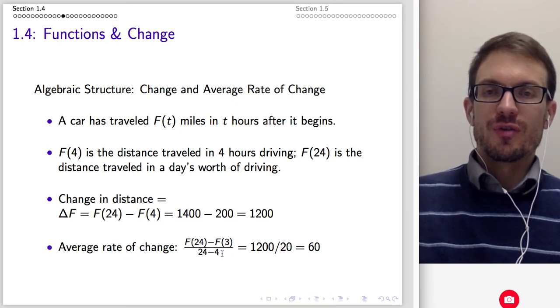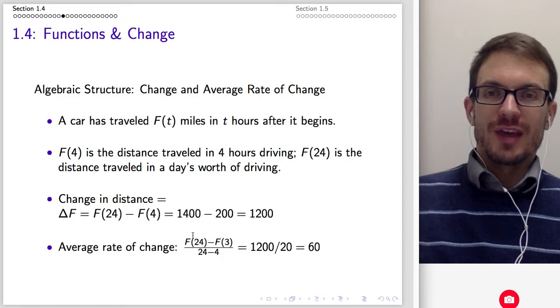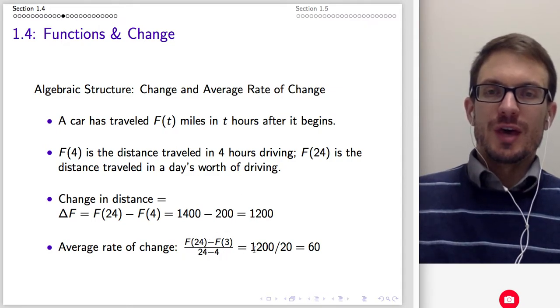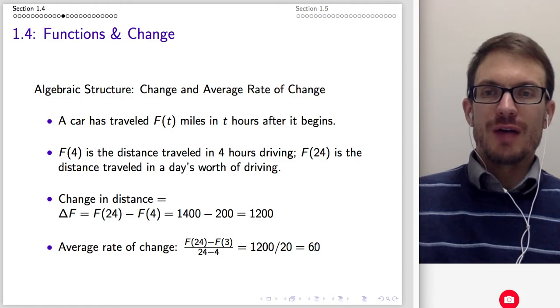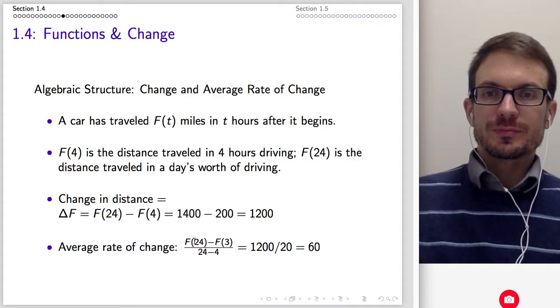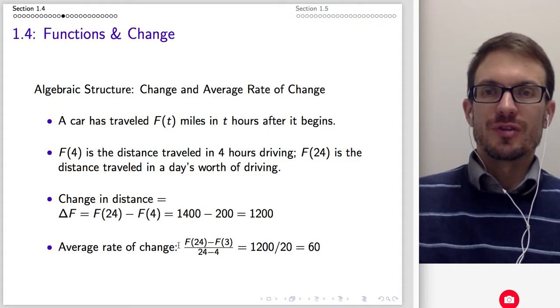And then 24 minus 4, what's that? This is just the difference in our inputs, right? This is like f of b minus f of a, over b minus a. So we have 1,200 divided by 20, or average rate of change is 60 miles per hour. Why do I know it's miles per hour? Well, this right here, this is distance measured in miles, and that's the numerator, and the denominator is time, measured in hours. So this is 60 miles per hour.